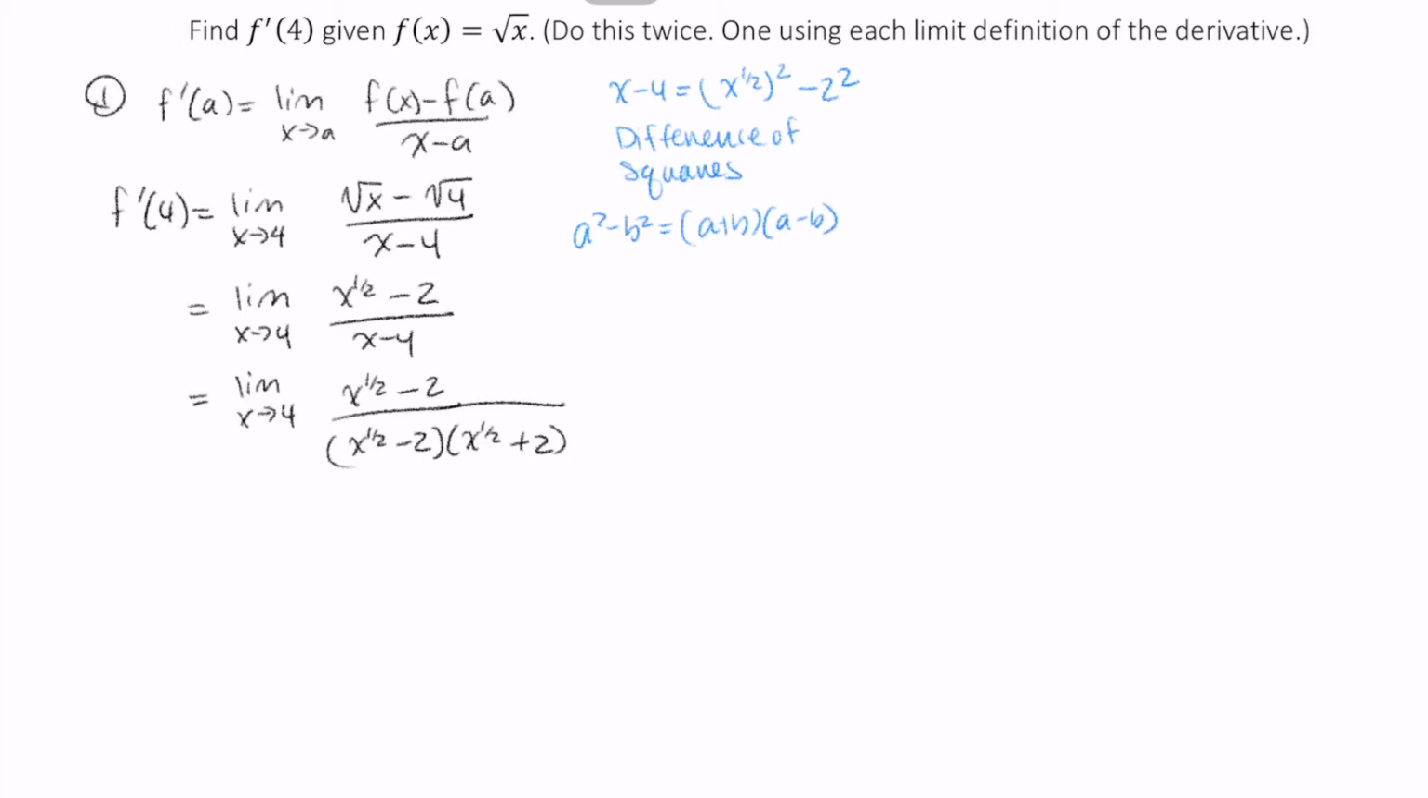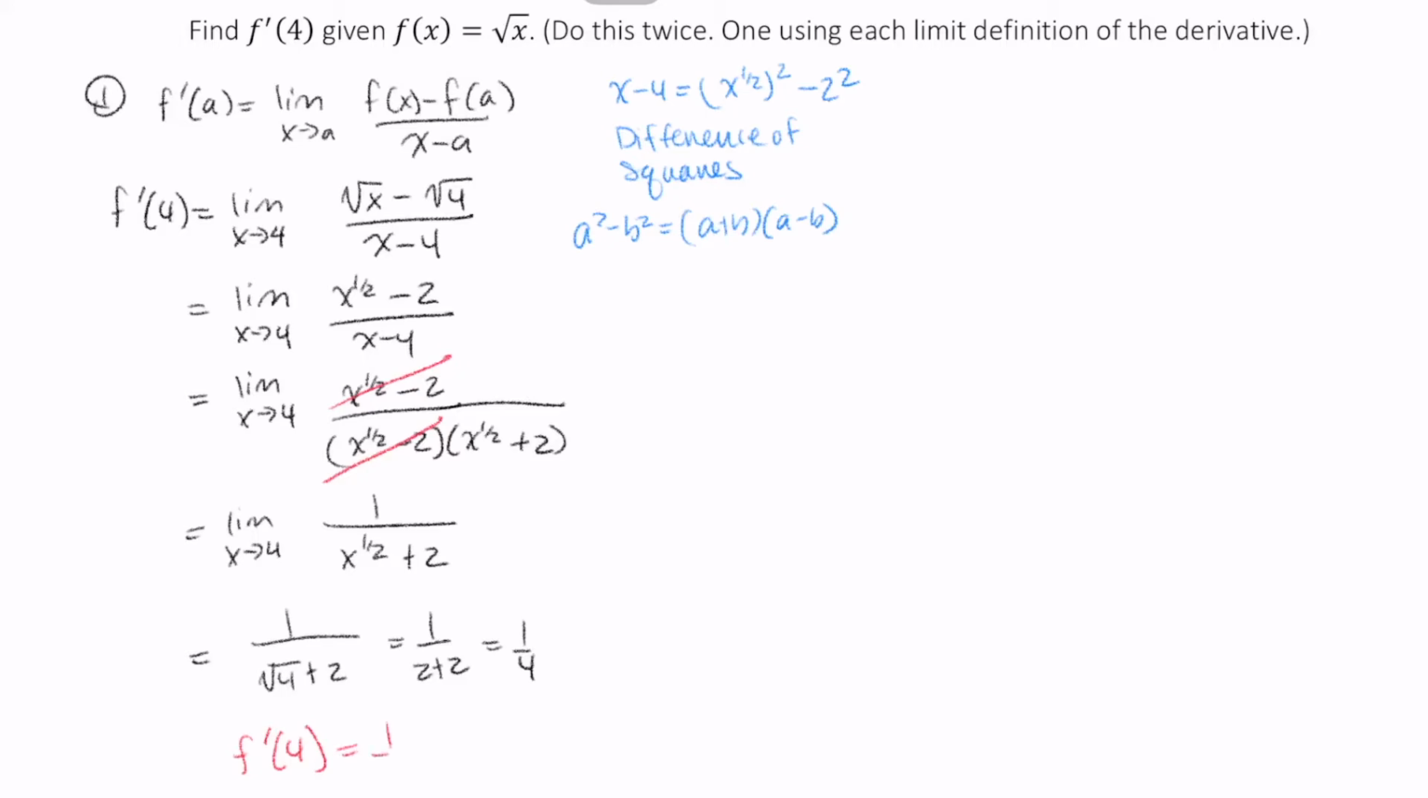Okay, so that said, x to the 1/2 power minus 2 in the numerator and in the denominator match, so they go away. And I end up with the limit as x approaches 4 of 1 over x to the 1/2 power plus 2. Now I can apply direct substitution because I no longer have a 0 in my denominator when I input a 4 in for x. So this becomes 1 over the square root of 4 plus 2, which is just 1 over 2 plus 2, or 1/4. So this tells me that the derivative of f at x equals 4 is 1/4.